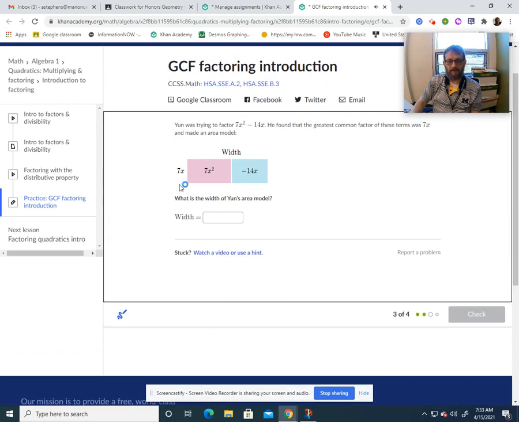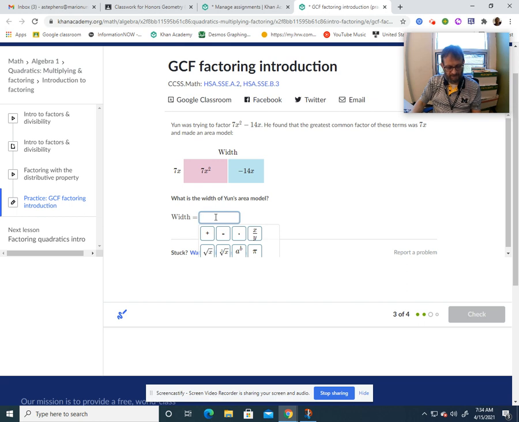All right, back to the area model. What did we multiply 7x by to make it 7x squared? Well, clearly that's x. What did we multiply 7x by to make it negative 14x? Well, I put add, but actually I'm going to do subtract, because that's going to be negative 2. Because 7x times x gives me 7x squared, and 7x times negative 2 gives me negative 14x.